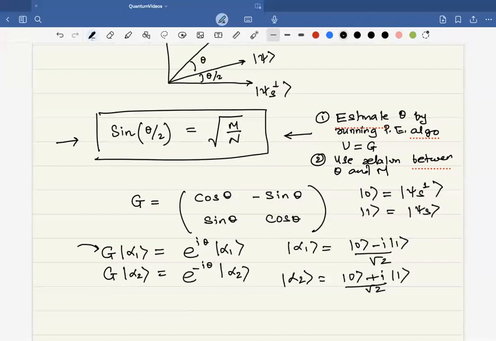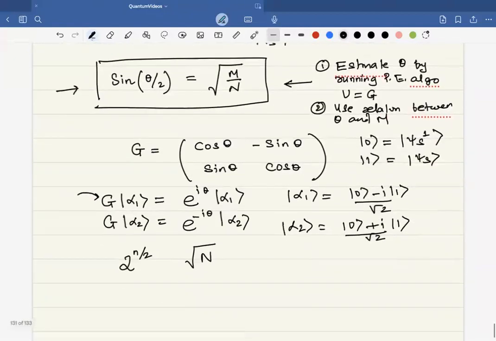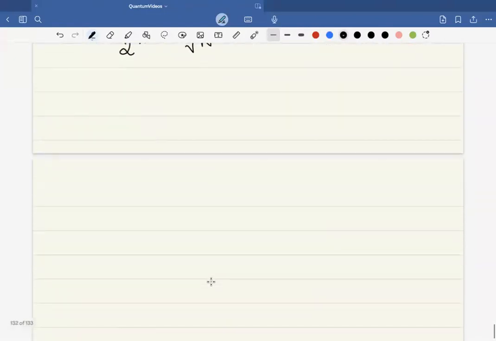And it turns out that we can reduce the number of calls to the Grover operator to basically 2 to the power n over 2. And so that is going to be square root of n calls to get a good estimate, and that will reduce the number of queries. Okay, so let's look at the circuit. So quantum circuit.